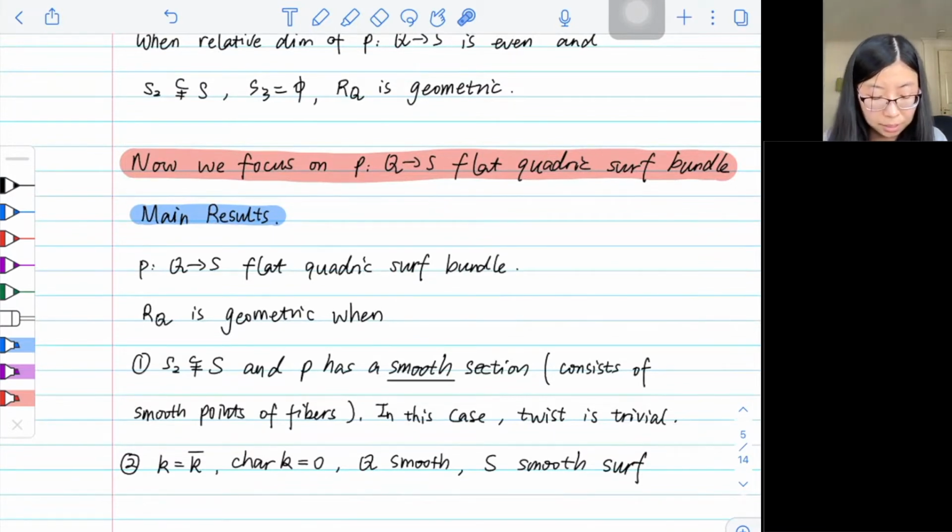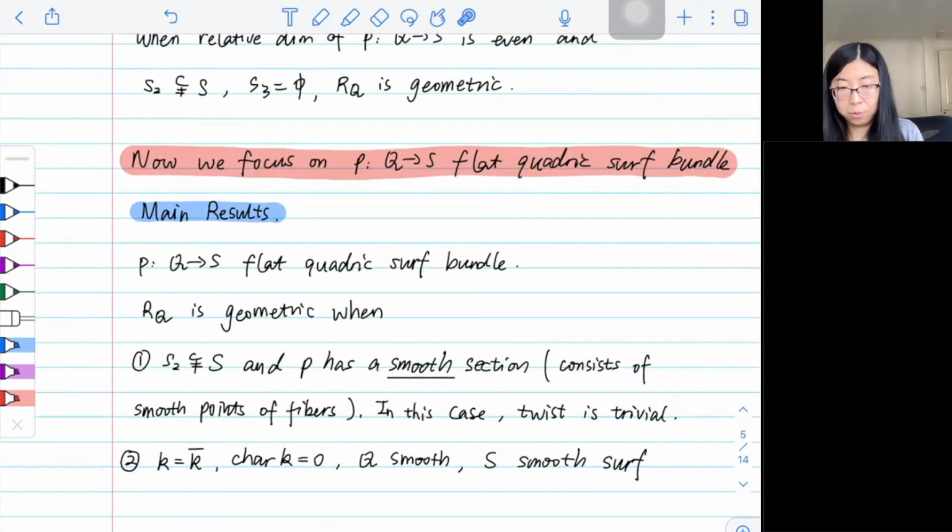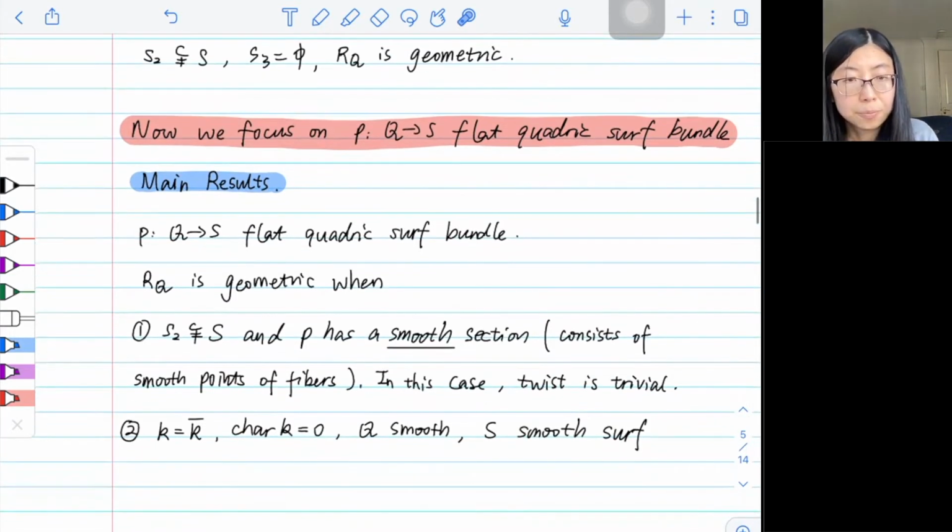And the second case is when the base field is algebraically closed of characteristic 0, the total space Q is smooth, and the base is a smooth surface. This is a very specific case. It's mostly good for applications, as we will see later.